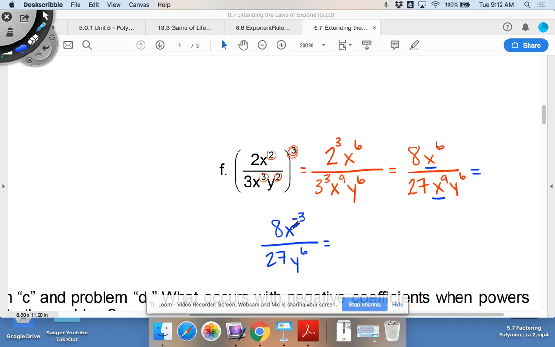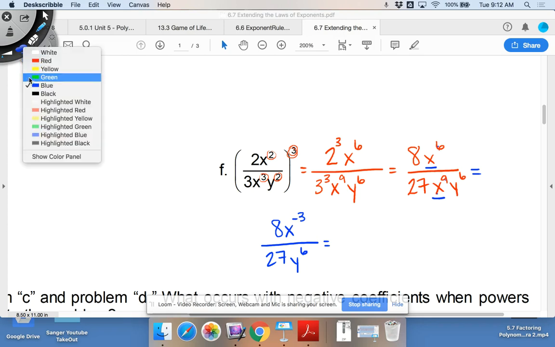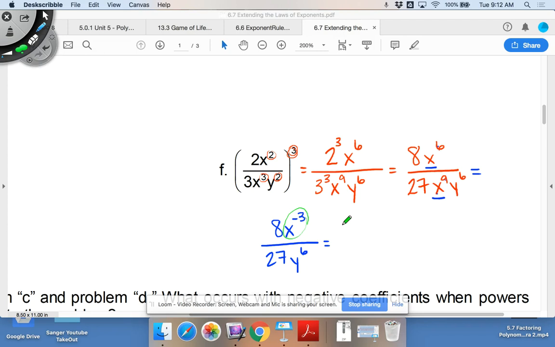It's not okay to have a negative exponent, but the negative exponent only belongs to the x, not to the 8. Okay? So in order to get rid of the negative exponent, this x gets to flip to the other side of the fraction bar. So my final answer is going to be 8 over 27. So here's the deal. Alphabetical order matters, right? So the x gets to come before the y, like that. Pretty cool.